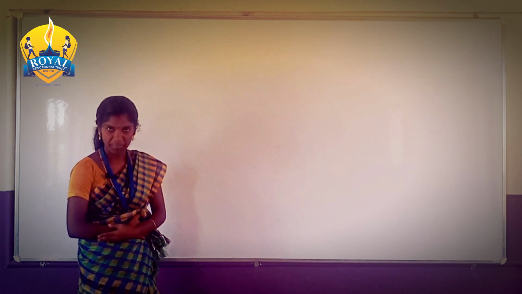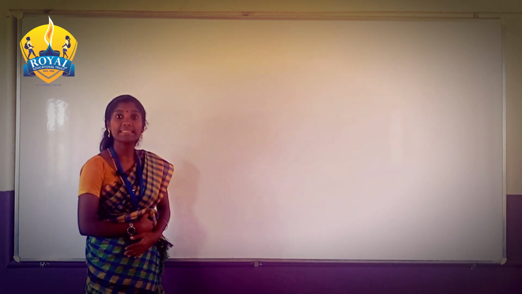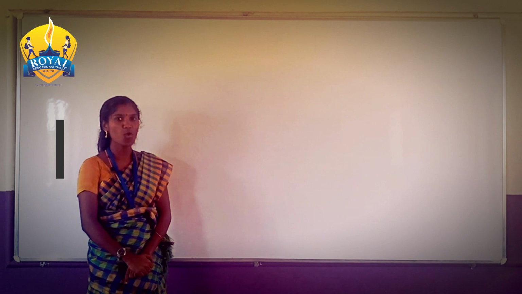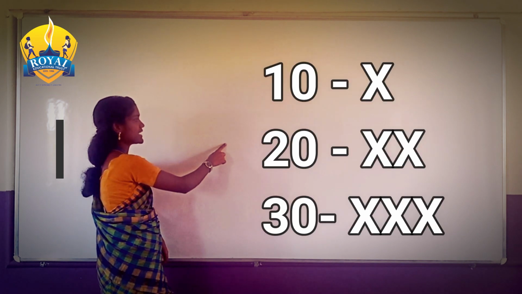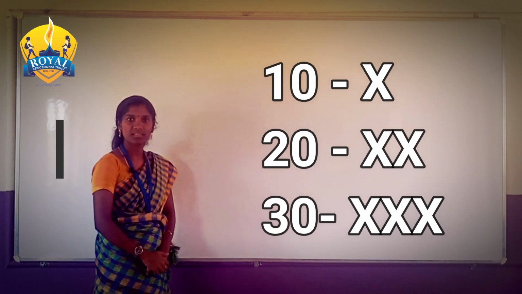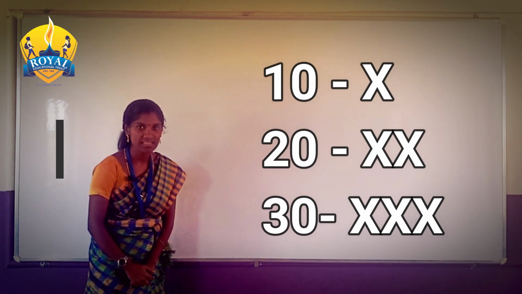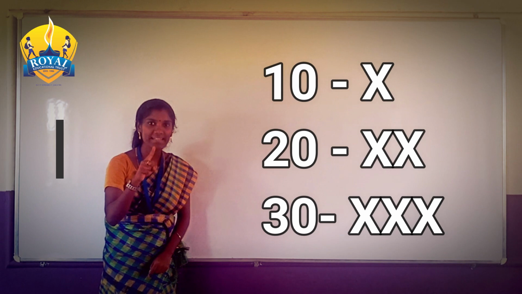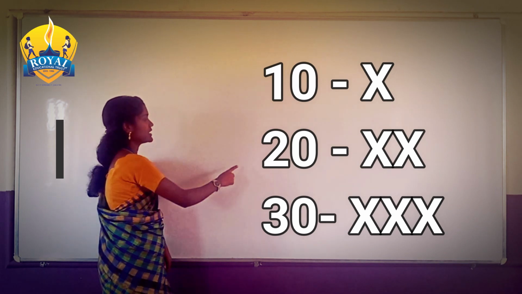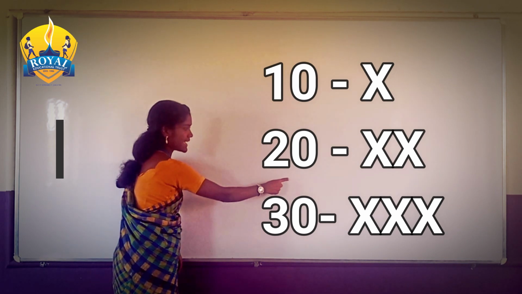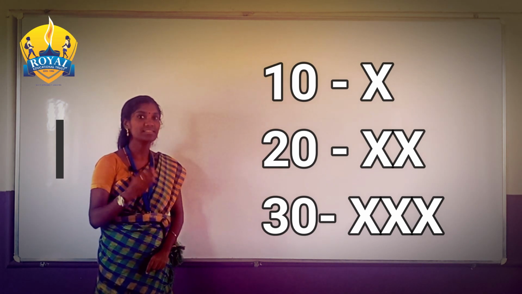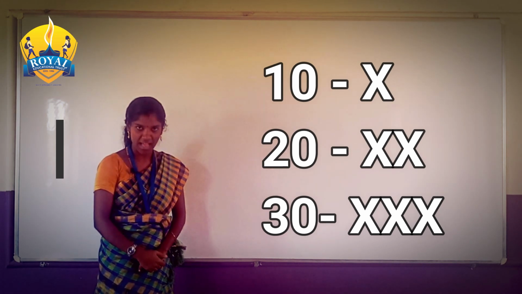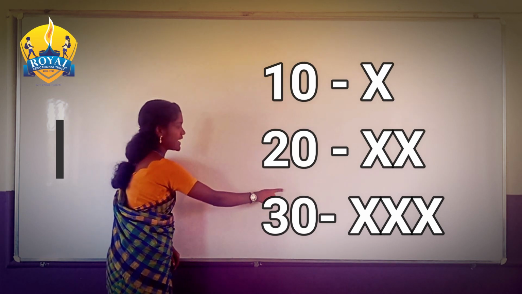This is the repetition. Similarly, 10. What is the Roman number for 10? Yes, that is X. 10 means X. 20 means, can you guess? Yes, that is XX. Very good. And 30. The X is repeated 3 times. Yes, good. 30 is XXX.